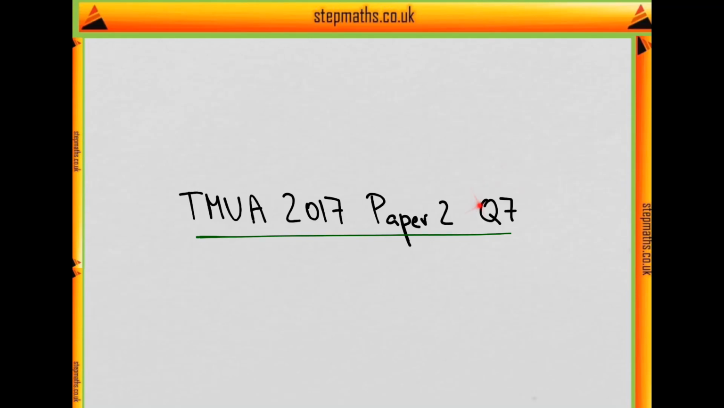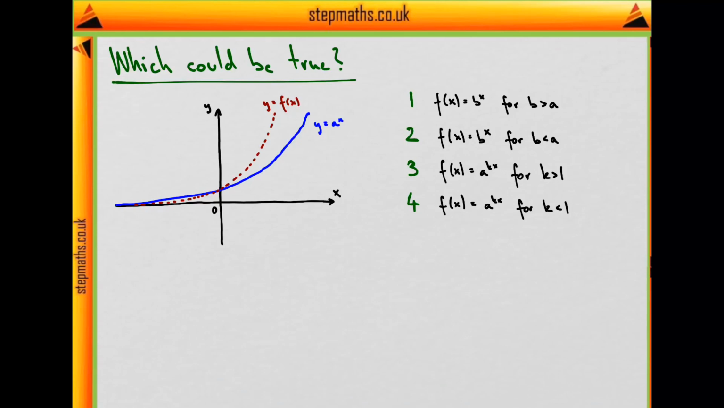In this video, we'll look at question 7 from the second paper of the 2017 exam. In this question, we have a graph of the function y equals a to the x, and also an unknown function f of x. Here we have a couple of statements about what f of x could be, and we are supposed to decide which of them might potentially be true.